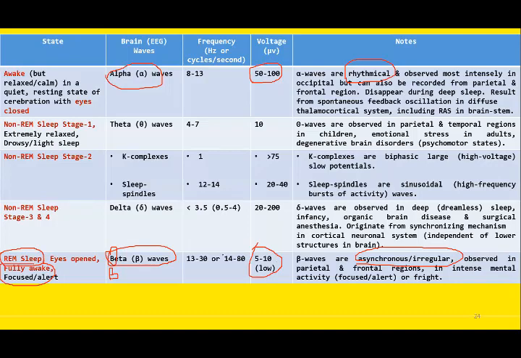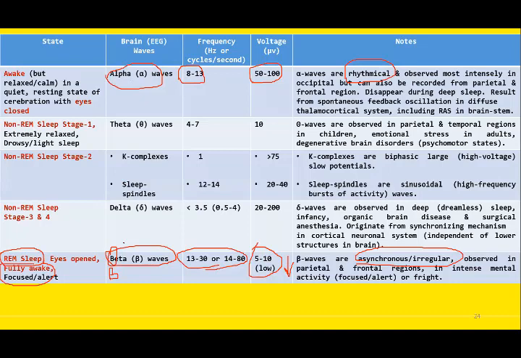Although the amplitude is much smaller, the frequency is much larger. So the frequency is much larger as compared to the low frequency alpha waves. So these are the differences between alpha waves and beta waves.